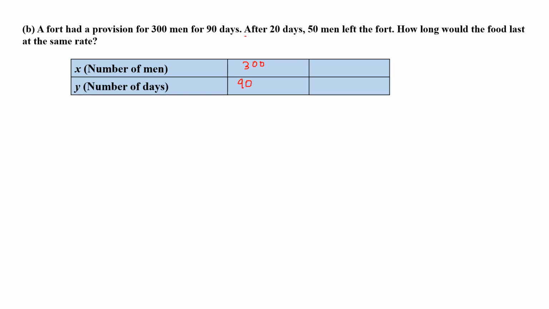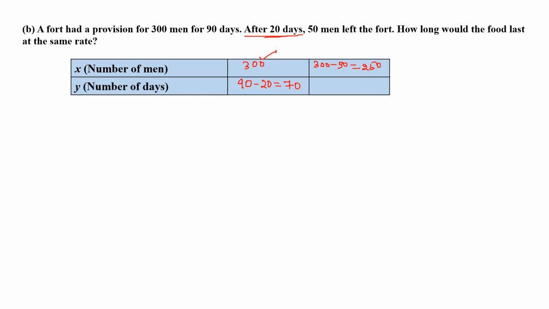Now what happens after 20 days? After 20 days, 90 minus 20, now it is 70 days. For 70 days also the food will be sufficient for 300 men. What happened after 20 days? 50 men left the fort. So now the number of men will become 300 minus 50, which is 250.